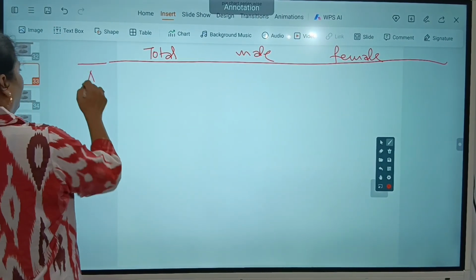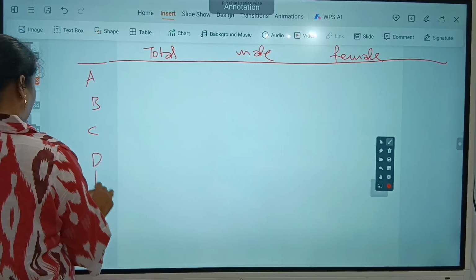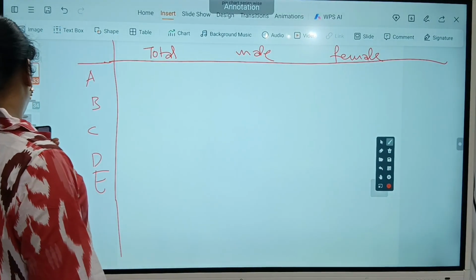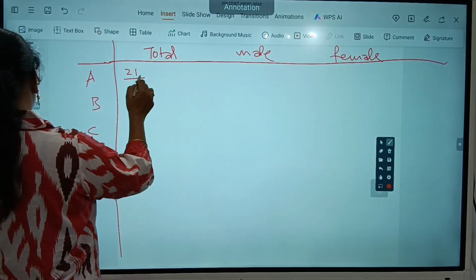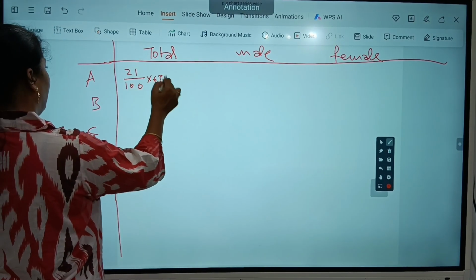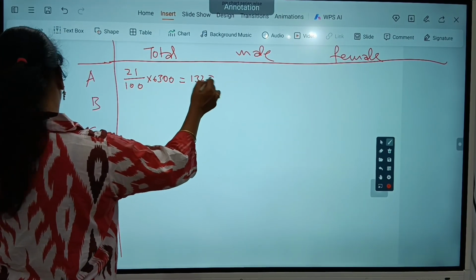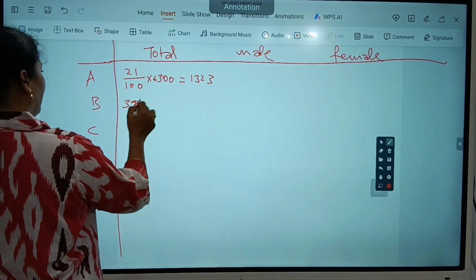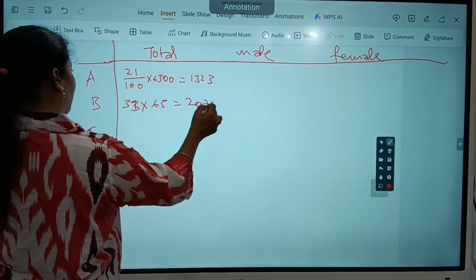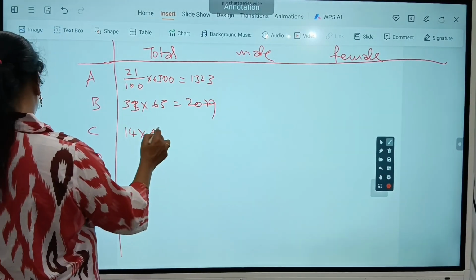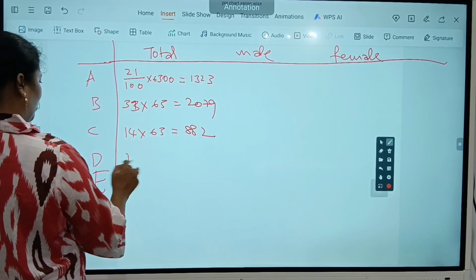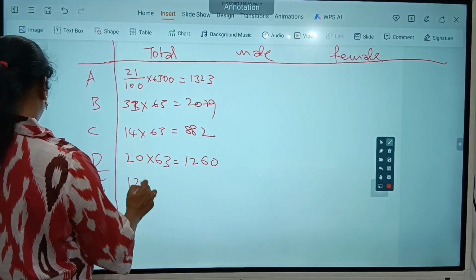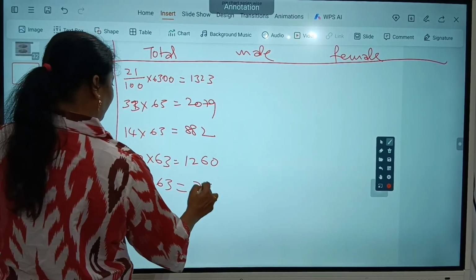So, A, B, C, D, E are 5 clubs. In this, we have in A, male members are 21 by 100 into 6,300. This is nothing but 1323. In B, same formula we apply everywhere. 33 into 63, it is 2079. And again 14 into 63, it will be 882. And 20 into 63, this is nothing but 1260. And 12 into 63, this is nothing but 756.